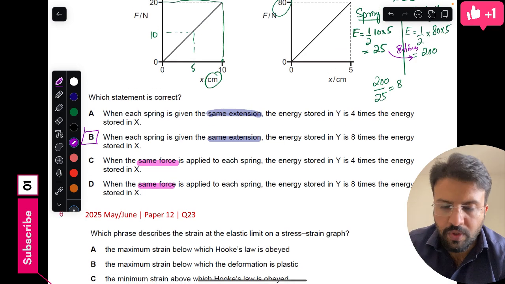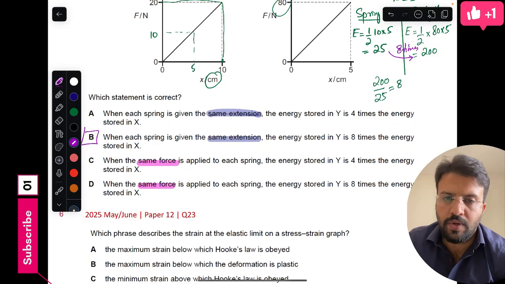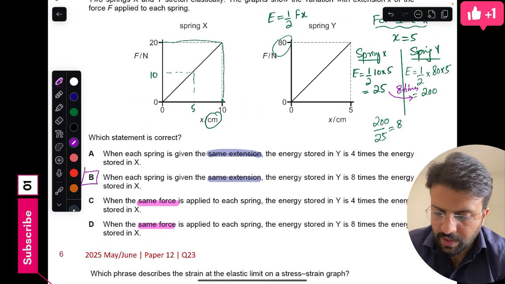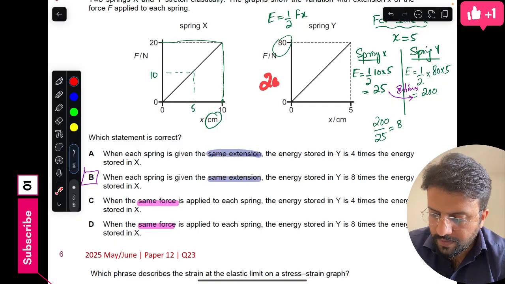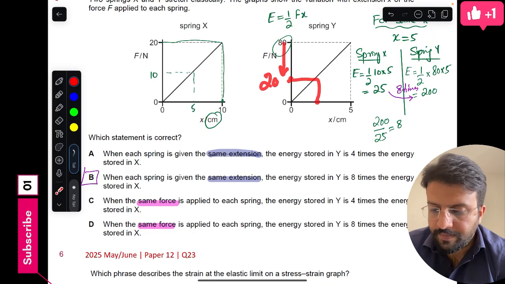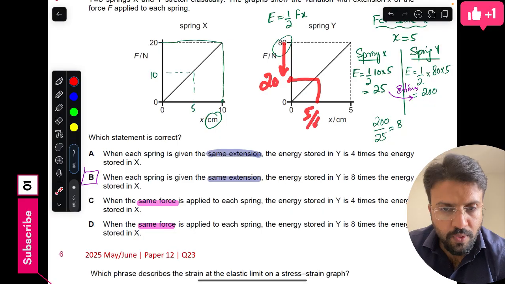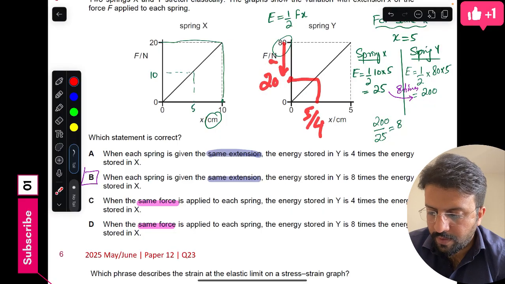What you have to do is keep the same force and then do all the calculation. Let's suppose we take the force 20 for this one and 10 for the other. For this spring, when the force is 20, as the force is 4 times less, the extension should also be 4 times less. It will be 5 by 4 extension.